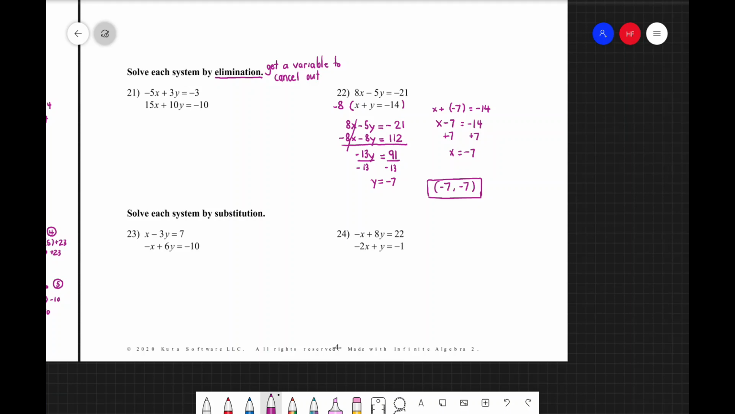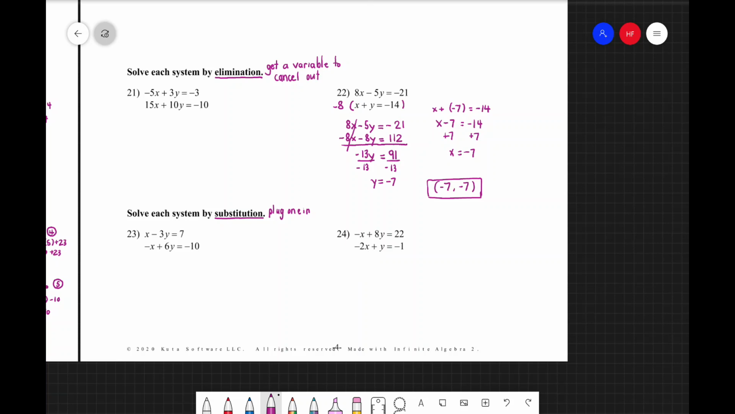And then on that bottom one, 24, it says solve each system by substitution, where we want to plug one in and get it in terms of the other. So I'm going to solve the bottom one for y, since it would be a positive y already. If I solve the top one for x, I would have to divide by a negative, which is completely up to you what you do. I just like to go for the easiest route. So I see that that y is almost solved for.